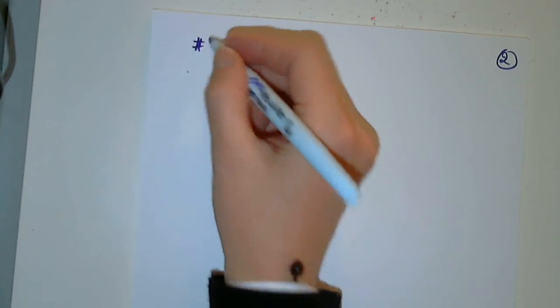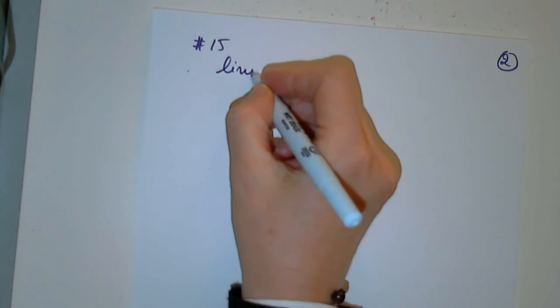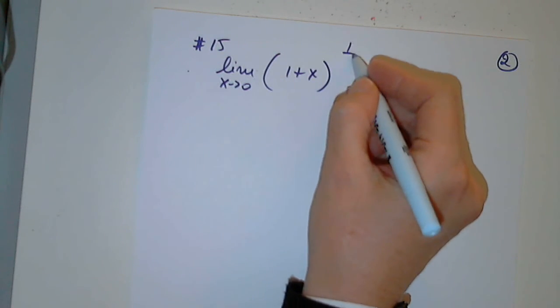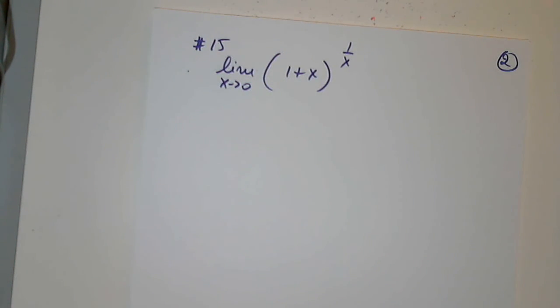Yes, it was number 15. I don't think it was anything crazy, but it was just another one about the exponents as a fraction. Estimate the value of the limit as x approaches 0 of (1 plus x) raised to the power 1 over x.